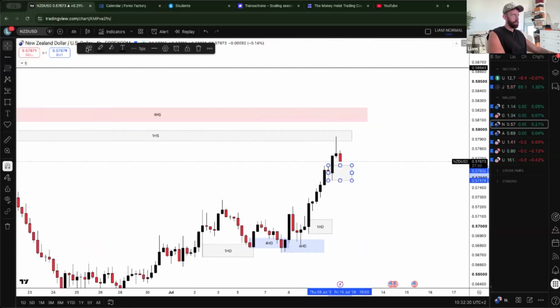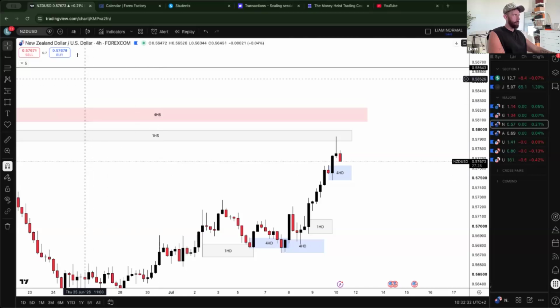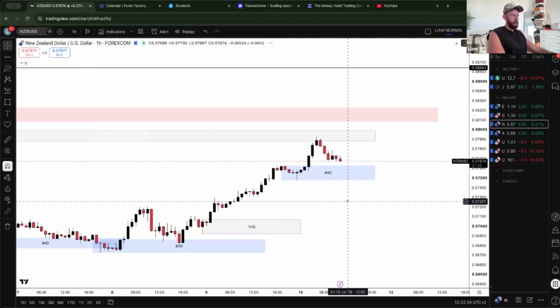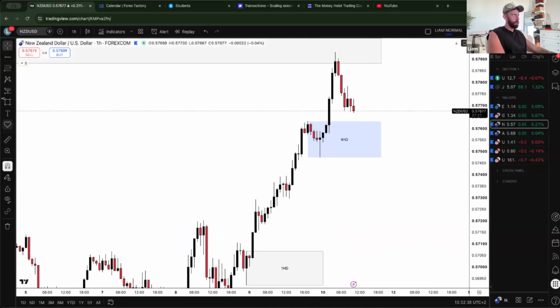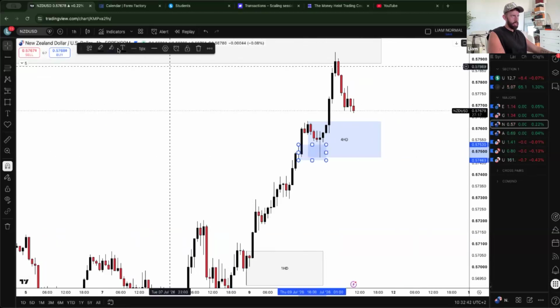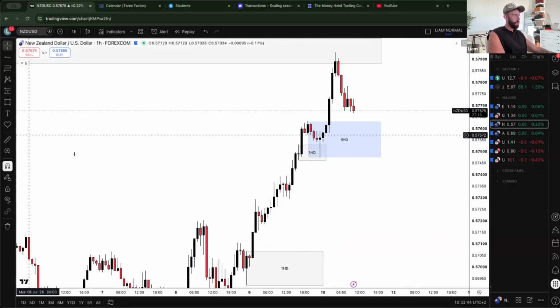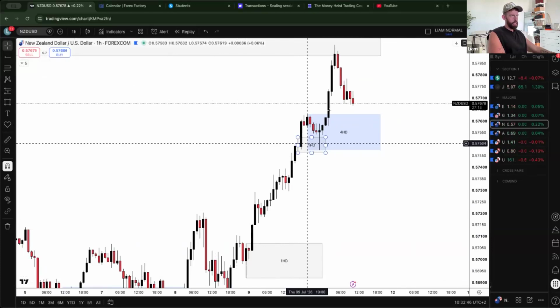One thing I'm keeping my eye on is what happens when market does reach this 4 hour demand area, because if you look at the internal, you guys can probably see as well that the internal is obviously bullish. We had a reaction there yesterday, but you can see the internal is obviously bullish.